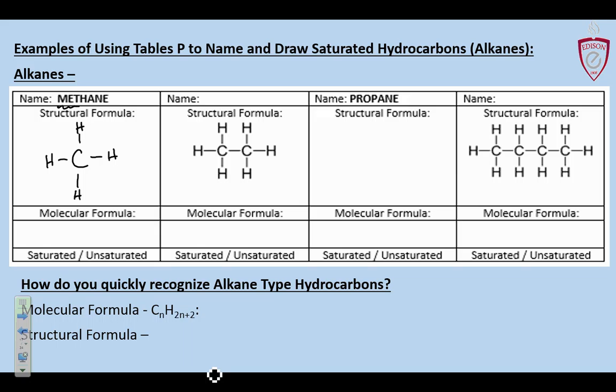Now, in the first video we talked about molecular formula. We can write this now. I see a C and then 4 H's, so let's do CH4. That is the molecular formula, and it is saturated because it is an alkane. All single bonds. There's no doubles.